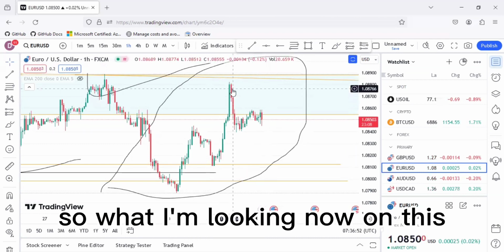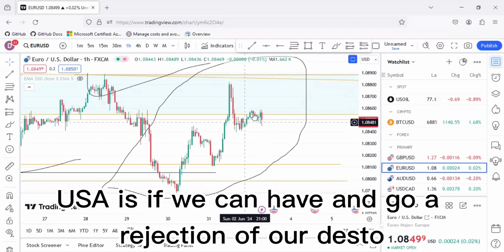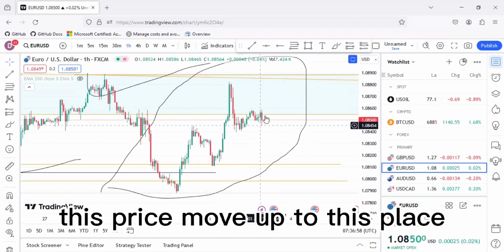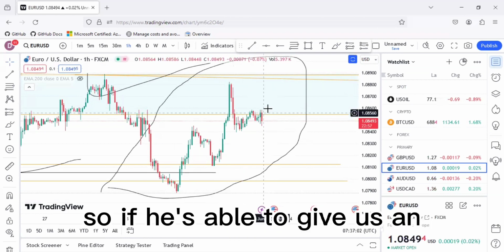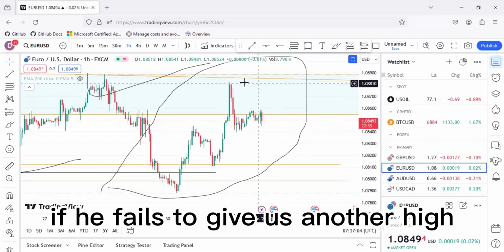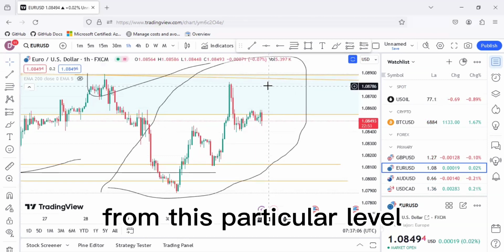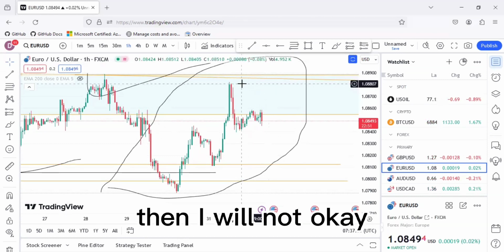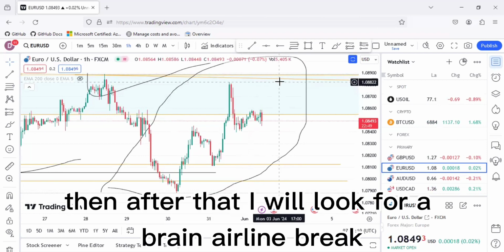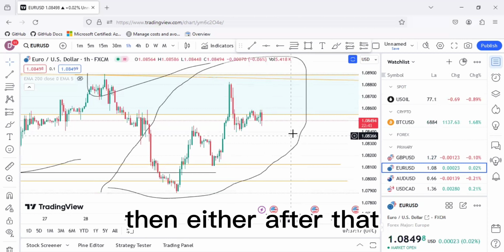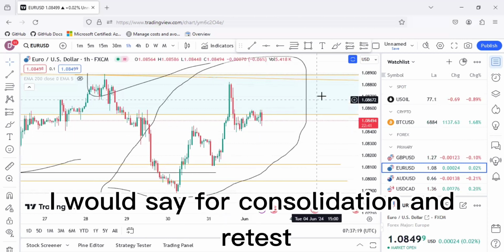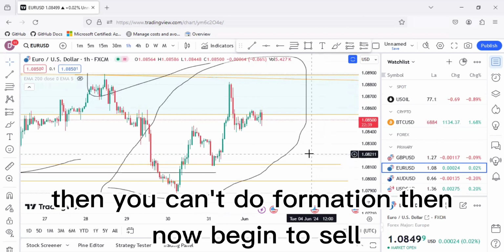So what I'm looking for now on this Euro USD is if we can have a double rejection at this top, where the price moves up to this place and fails to give us a higher high. If it fails to give us a higher high from this particular level, then I will know that we are having a reversal pattern. After that, I will look for a neckline break. If you have that neckline break, then after waiting for consolidation or a retest, then a candle formation, I'll begin to sell.